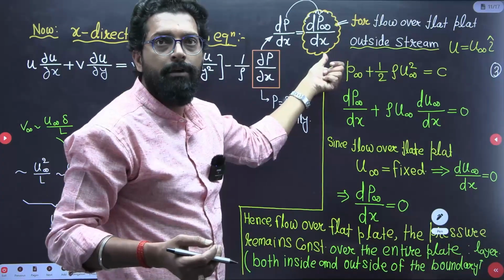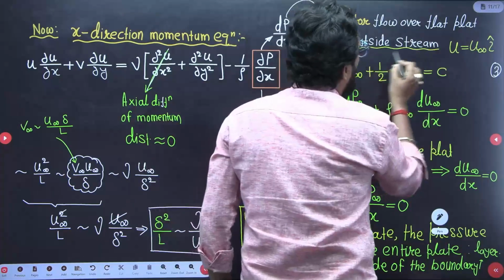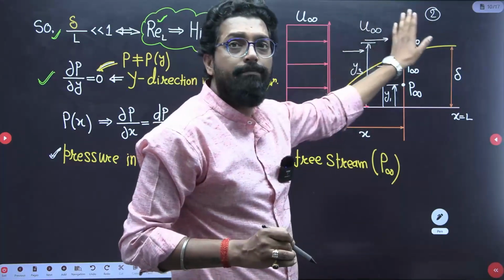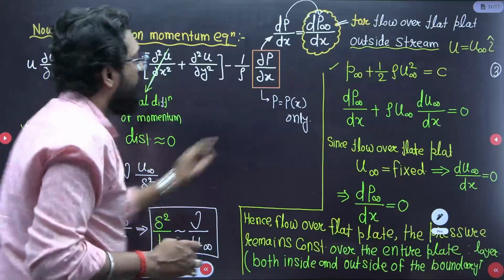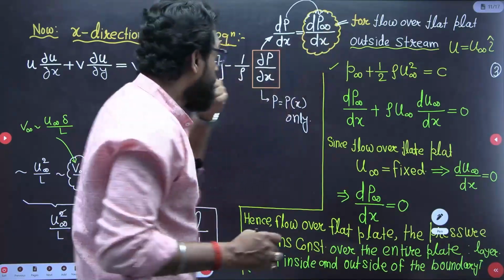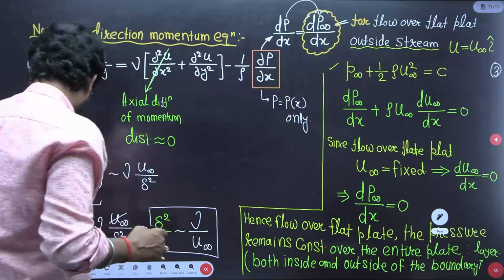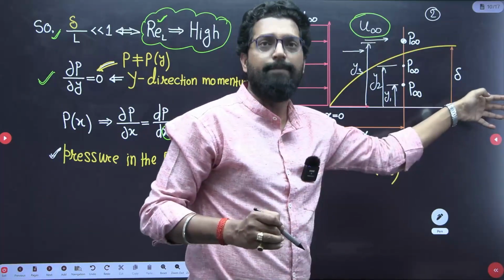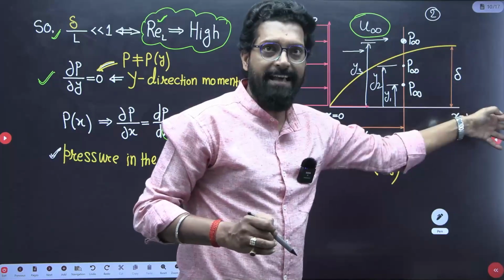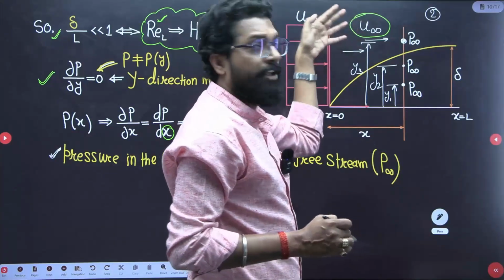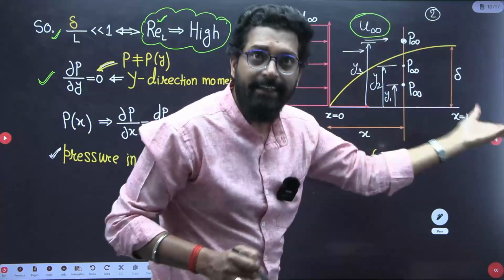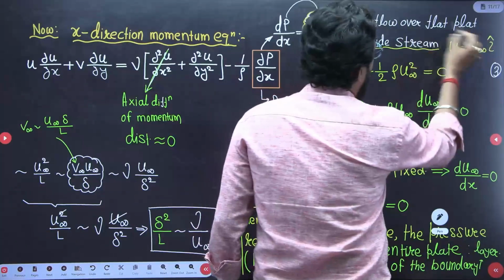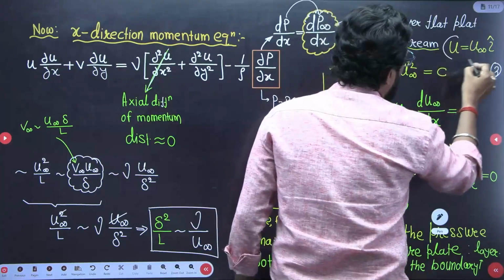What is the value? For flow over a flat plate, consider the outside stream, the outside condition. What is the outside stream velocity? The outside stream velocity is U infinity, and it is in the X direction, that means the i direction. This is i, this is j. So U infinity is equal to U infinity i. So for flow over a flat plate, the outside stream is U equal to U infinity i.